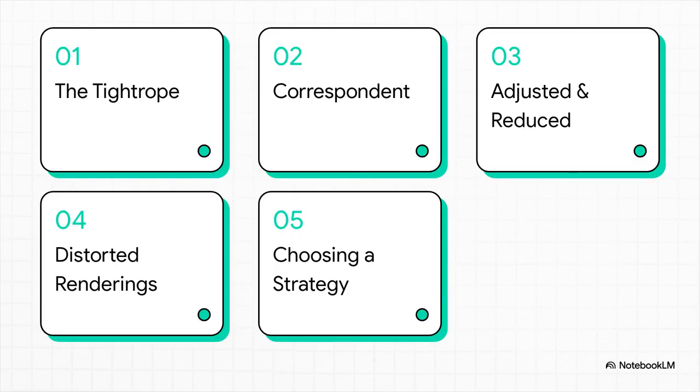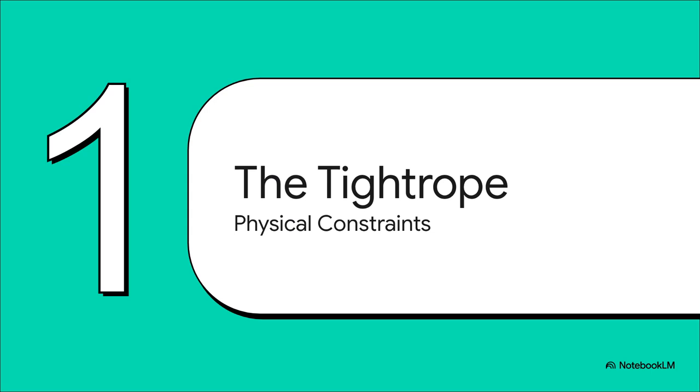To unpack this, we're going to walk this tightrope across 5 key areas: the subtitling tightrope itself, correspondent renderings, adjusted and reduced strategies, distorted renderings, and finally, choosing the right strategy. So, part 1, the subtitling tightrope, covering language, image, sound, and constraints.